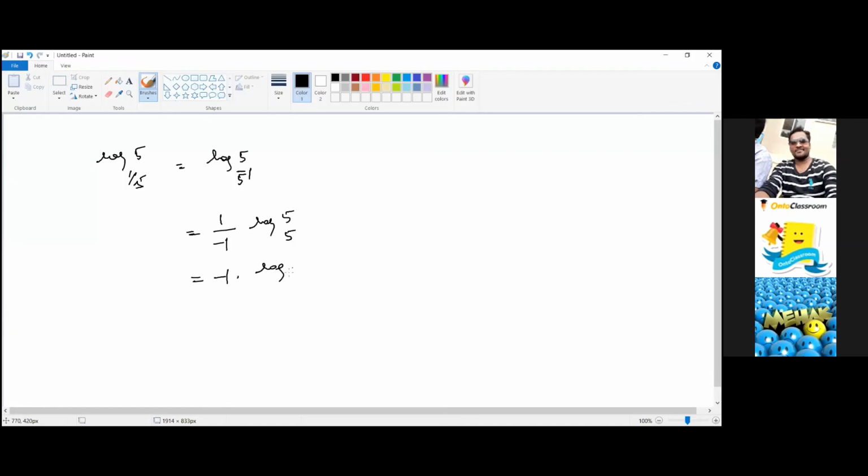Next, log 5 base 5, we have the formula: log n base n is equal to 1. This is a note point, so this value will be 1, and the answer will always be minus 1. Okay, sir, understood now. Similarly, we can take log 2 base 1 by 2 also. Any number you can take like that. Are you understood? Yes, sir, now I understand. Okay, thank you.